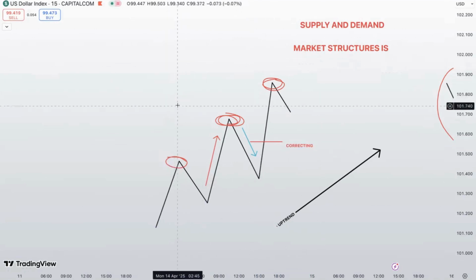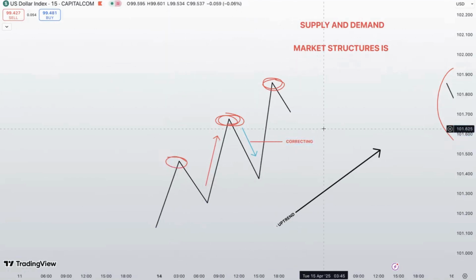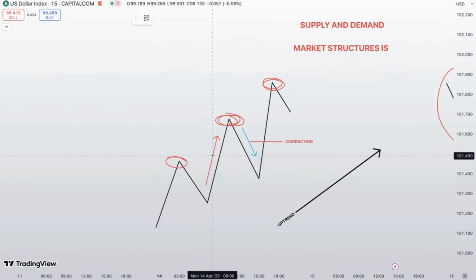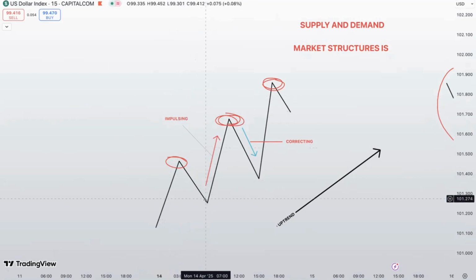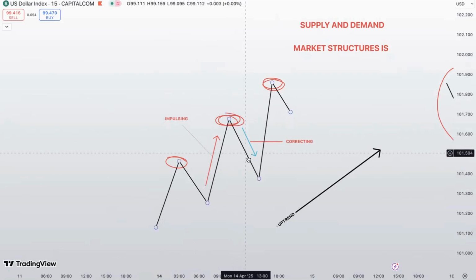It is moving in a corrective manner. So it is correcting, right? And this becomes your impulse move. Now this is an impulse move. It is impulsing, right? So that becomes your impulse move. So the market created an impulse and then it corrected and then it impulsed towards the upside.